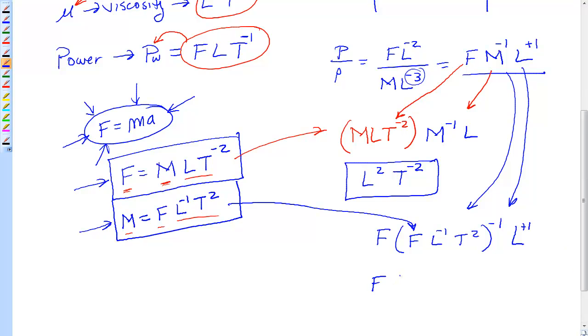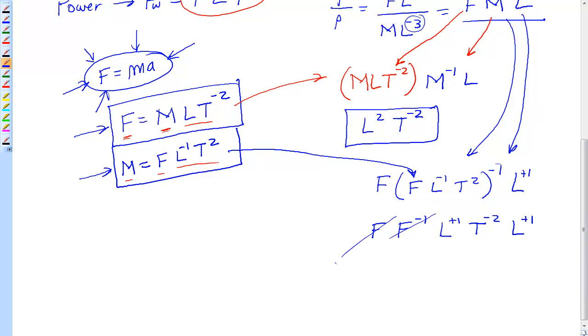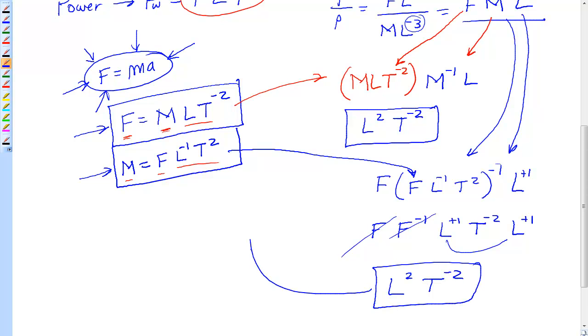And so what we end up with is force. Now the minus 1 moves inside here. Minus 1, length plus 1, time minus 2, and then a length plus 1. What happens is this knocks that out. These two get added together, and you get this answer. Notice they're the same because there is an absence of either a mass or a force in the final equation. So it really doesn't matter.